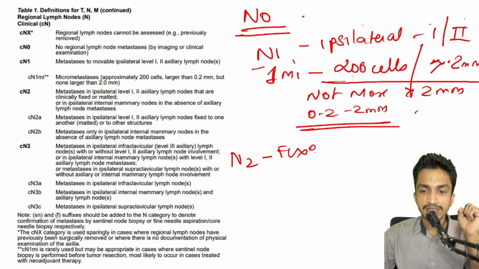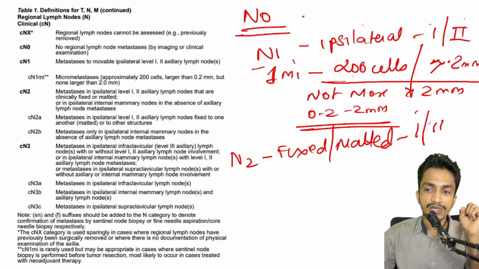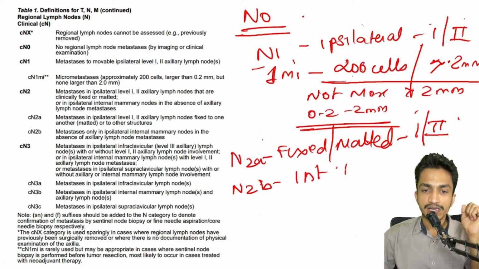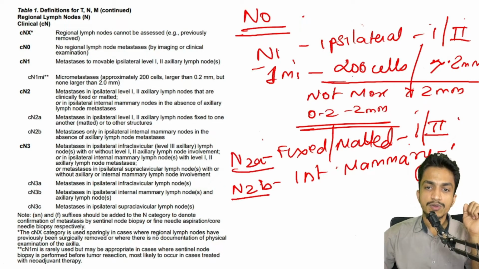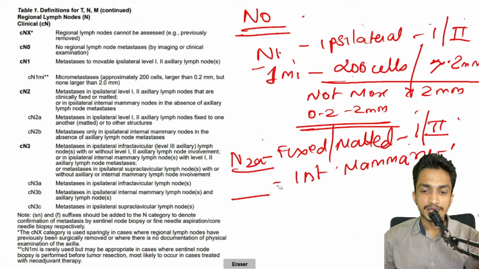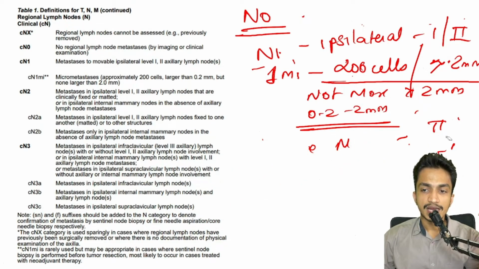Now if it becomes fixed or matted in the axillary lymph node station 1 and 2, it becomes N2a. And if it spreads to the internal mammary lymph nodes, then it is N2b. So N1 is only the axillary lymph node station 1 and 2 involvement, and they are mobile. If it becomes fixed, then it is N2a. If they spread to the internal mammary, then it is N2b. So this is regarding the N1 and N2.